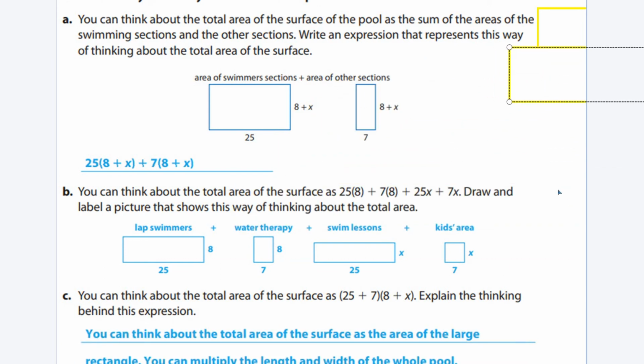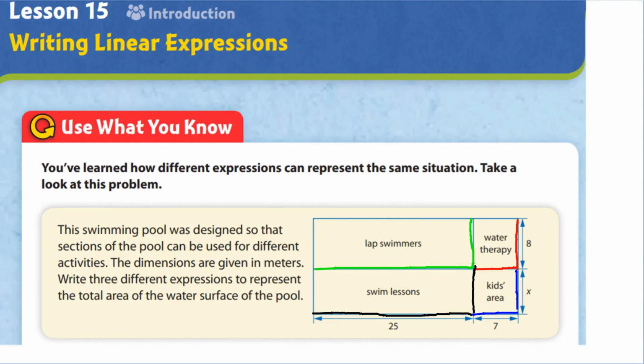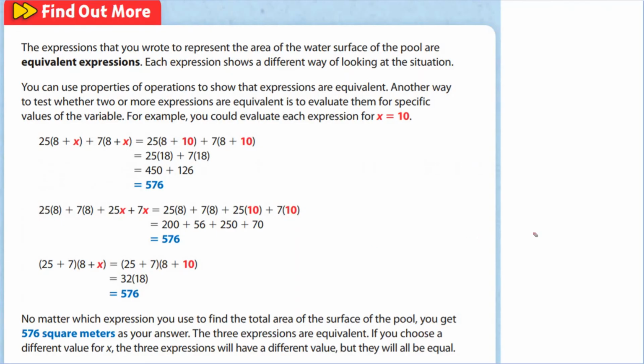You can think about the total area of the surface as the area of the large rectangle. You can multiply the length and width of the whole pool. Okay, and that's what they did here. Let's find out more about that question. The expressions that you wrote to represent the area of the water surface of the pool are equivalent expressions. All of those are equivalent. Each expression shows a different way of looking at the situation. We showed you 3 of them. If you don't remember them, I would go back in this video.